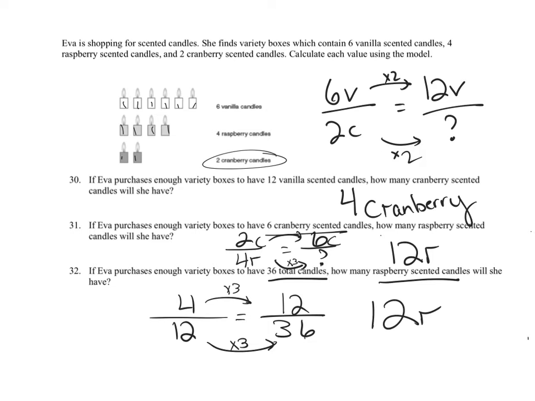So just set up those proportions and label them. Like this was the total, and this was the number of raspberry. This was the total. This was our raspberry. The labels need to be the same on top and on the bottom.